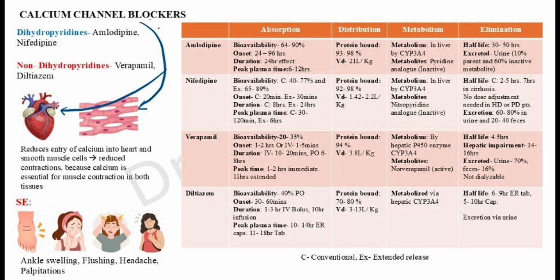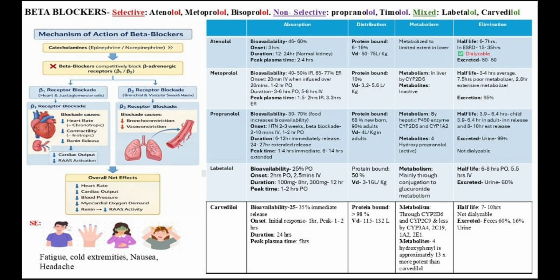This table summarizes calcium channel blockers, such as amlodipine, nifedipine, verapamil, and diltiazem. Amlodipine has a particularly long half-life, allowing once-daily dosing. These drugs are mainly metabolized in the liver. Beta blockers reduce blood pressure by blocking beta-adrenergic receptors, which decreases heart rate and cardiac output.